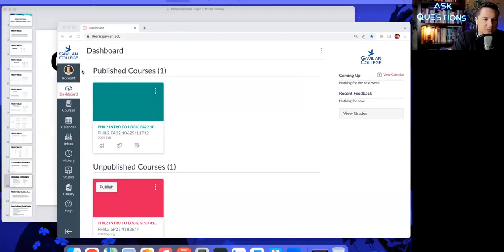Welcome back, everyone. We are going to finish up our discussion of truth tables. Last time we left off talking about how we can use truth tables to classify or categorize statements in propositional logic. And we classified them into three different types.